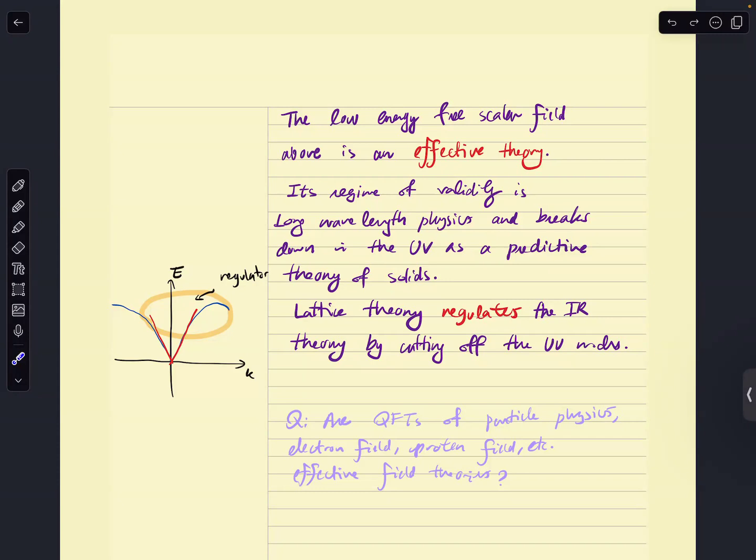So the job of the regulator is to provide a maximum energy mode, meaning that you see here, there is no mode beyond this energy. So it regulates your theory. Any questions?